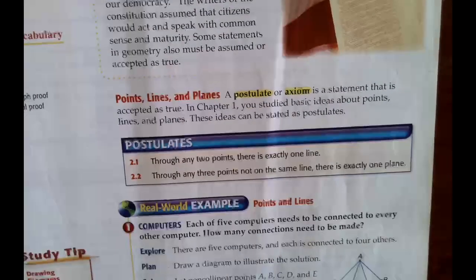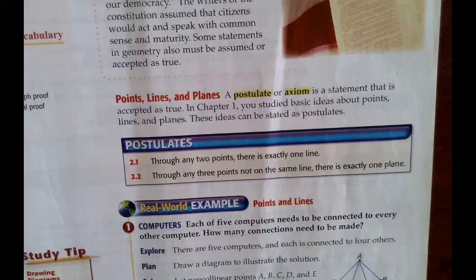A postulate or axiom is a statement that is accepted as true. The reason why is because at the basis of any argument or belief system, we're just going to have to hold some things as true whether or not we can necessarily prove them, right? And so that's where our postulates and our axioms come in terms of geometry, okay?